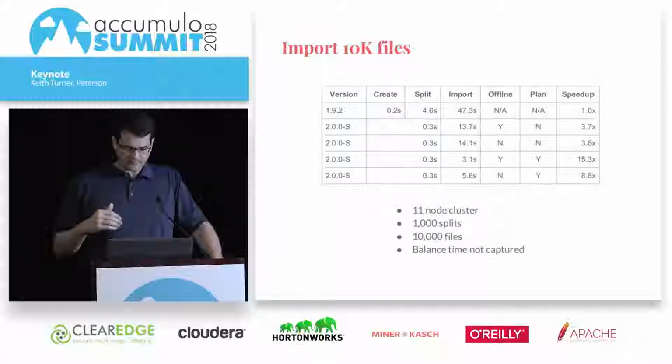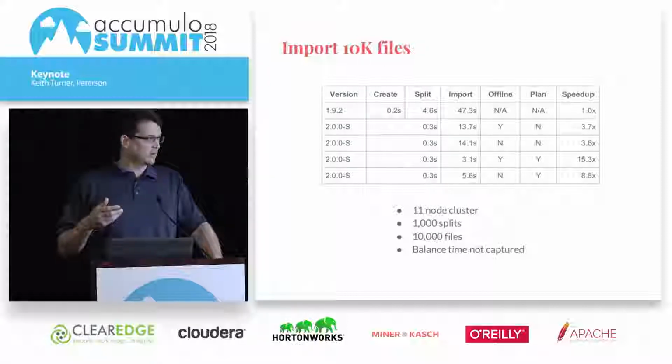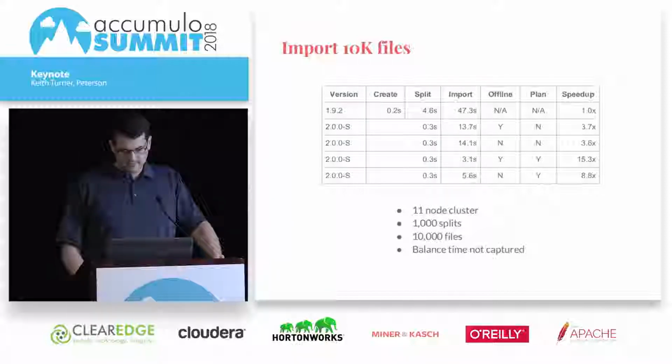But basically, you can see that the fastest bulk import was 3.1 seconds, and that's when the table was offline. So it created an offline table with 1,000 splits, and then I gave the bulk import operation a load plan that says exactly where the files should go. And that was 15 times faster than 1.9.2, which took 47 seconds for that same operation.